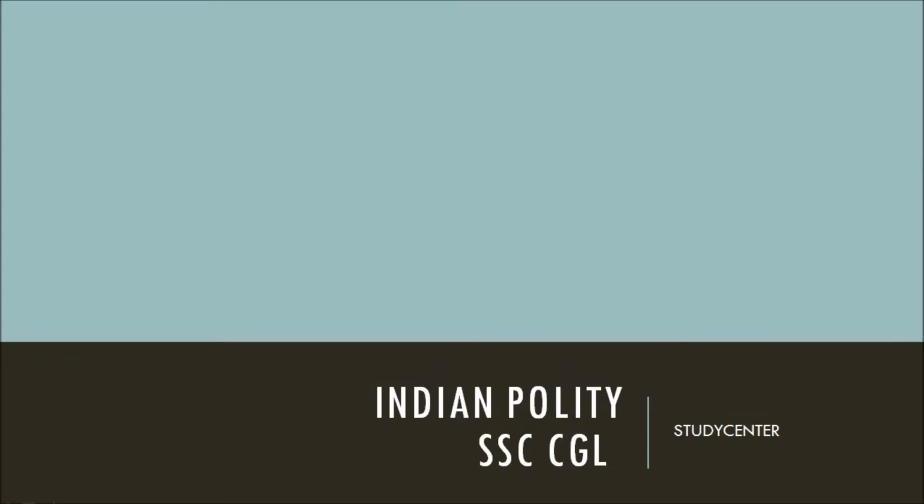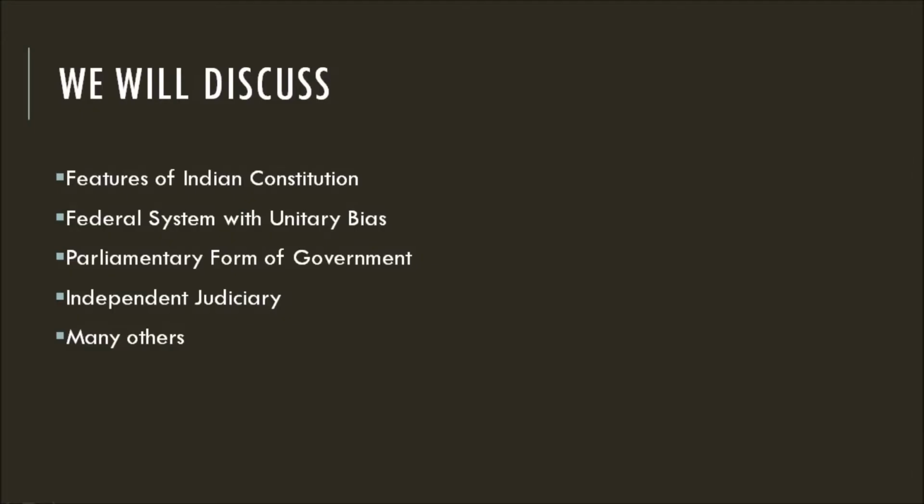We are discussing Indian polity for SSC CGL. In the previous session, we discussed different sources of the Indian Constitution, and in today's session, that is session 6, we'll be discussing different features of the Indian Constitution. Some of them are federal system with unitary bias, parliamentary form of government, independent judiciary, and many others.